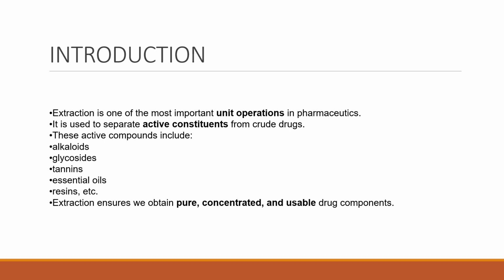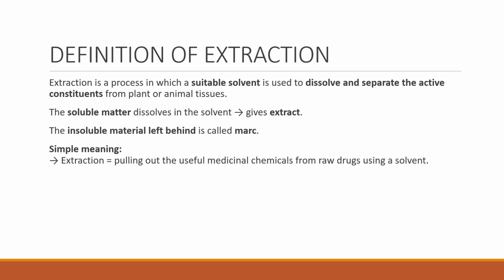Now that we know the importance, let us see what extraction actually means. Definition of extraction. Extraction is a process in which a suitable solvent is used to dissolve and separate the active constituent from plant or animal tissue. The soluble matter dissolves in the solvent and forms an extract. The insoluble material left behind is called the marc. In very simple words, extraction means pulling the useful medicinal chemicals from the raw drug using a solvent.